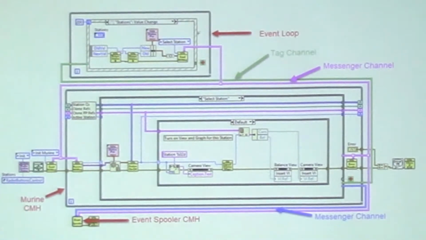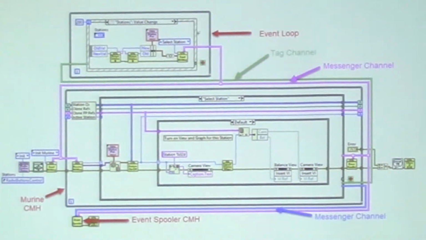There's another messenger channel coming down here. We record every time there's a state change or anything significant happens. We want to know station 3 went into this state. So that gets all piped in here, and we record it in an XML file here in the spooler, and we send a message that says save something on the station key, on the event file. Sorry.